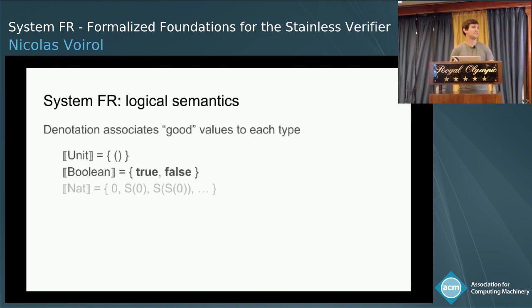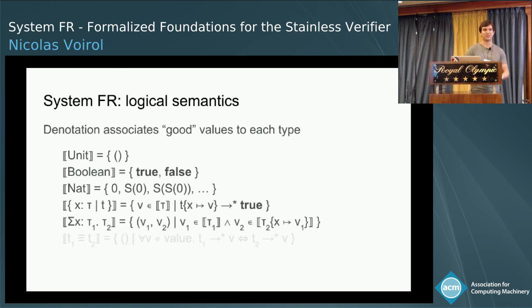We want to prove that our system is sound, so we want to define a bunch of typing rules, and we want to say that the typing rules ensure something good. So what is good? We define good by defining a logical relation on types. We associate to every type a set of good values. The good value associated to the unit type is the unit literal. For booleans it is true and false. Natural numbers are just all natural numbers. For a refinement type, the good values are values that are in the underlying type and for which the predicate evaluates to true, and so forth for sigma types. The equivalence type contains only the unit literal if the two terms actually evaluate to the same value. And the top type contains all values.